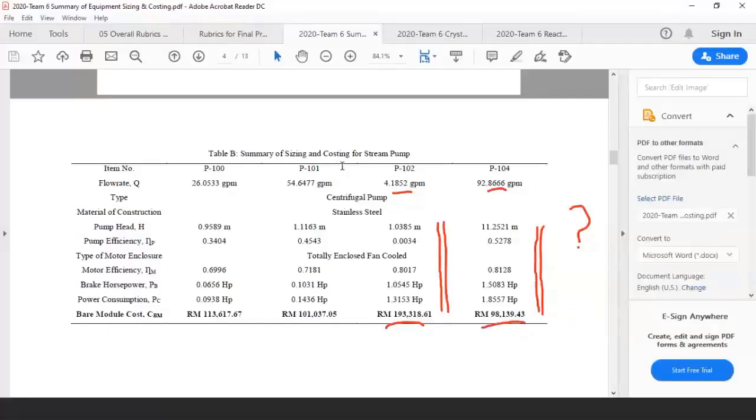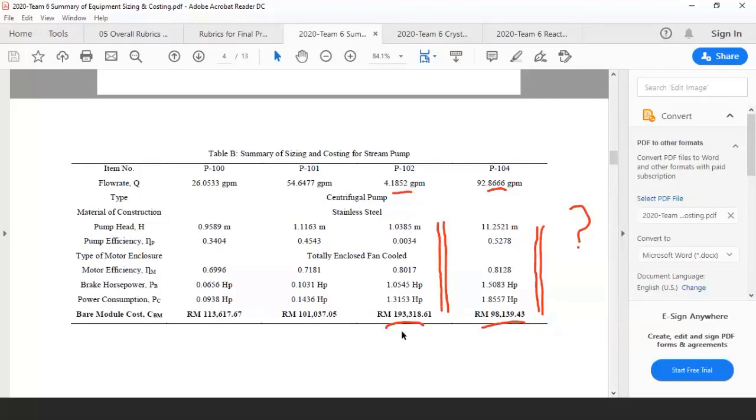Satu part yang dekat sizing and costing tu, yang ni, I dah lupa sebenarnya. Boleh explain tak? Macam mana how you calculate this bare module cost for your pump? Because it based on what? Because yang I compare this to P102 and 104, nampak kan? Satu flow rate dia for only 4 gallon per minute. The other one is 92. But yang 4 gallon per minute tu paling high, the most expensive lah.